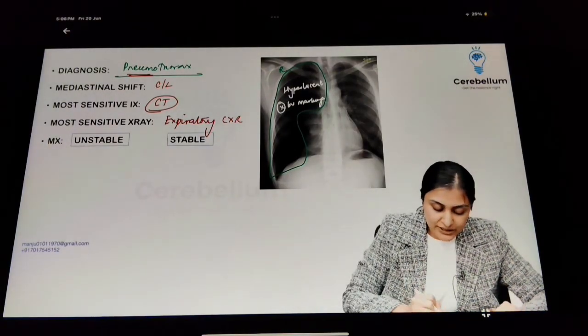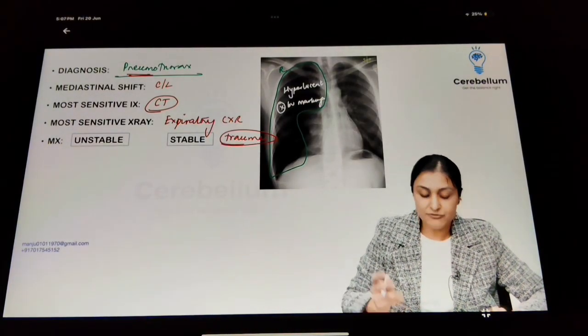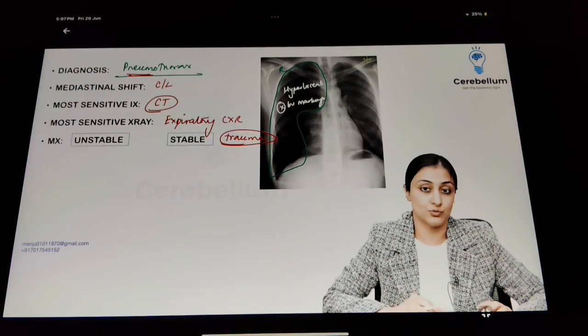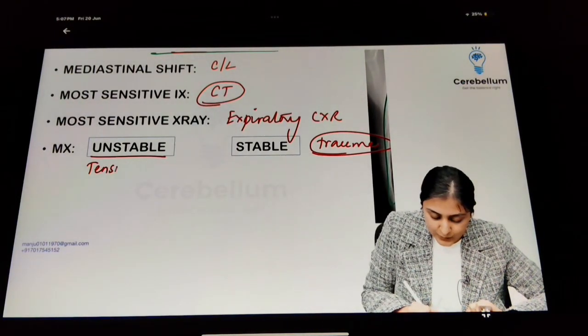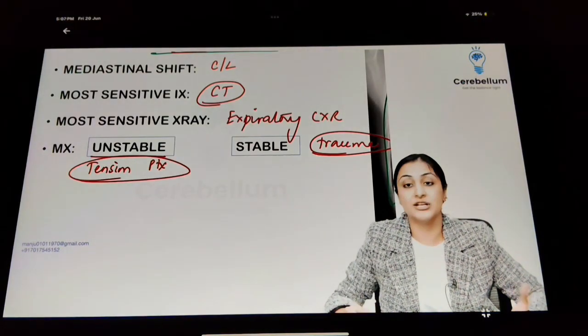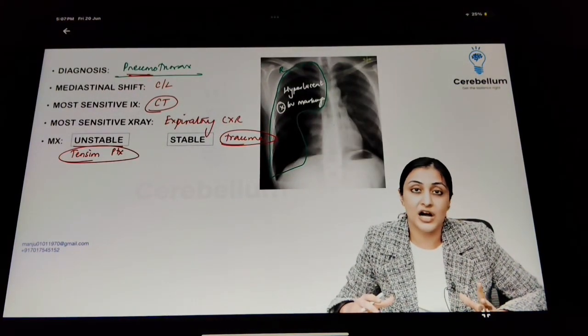Getting it? Now, let's talk in terms of trauma. What I'm teaching you is the basis of trauma pneumothorax. You have a patient who has undergone chest trauma, has pneumothorax, they will ask you what to do next. If the patient is in shock, an unstable patient, this is what I call tension pneumothorax. This shock is actually an obstructive shock because the outflow vessels of the heart are compressed by the mass effect.